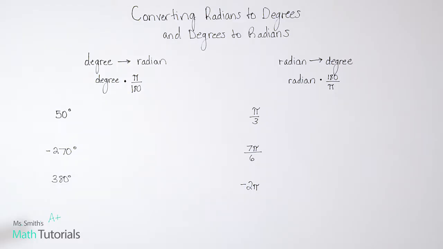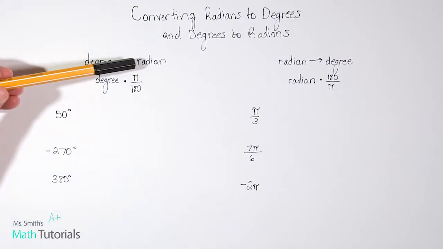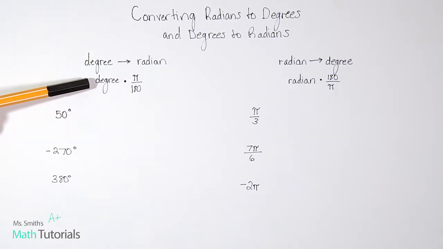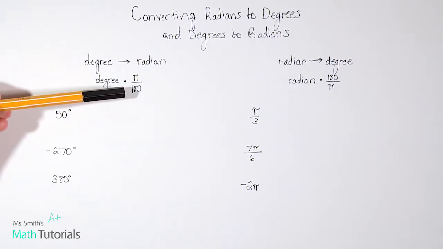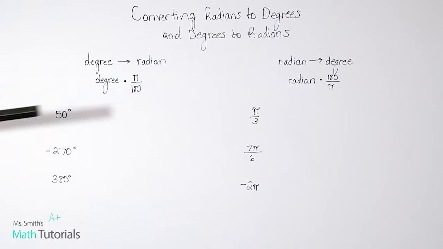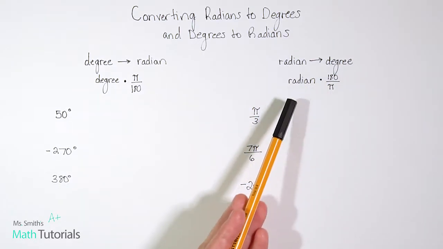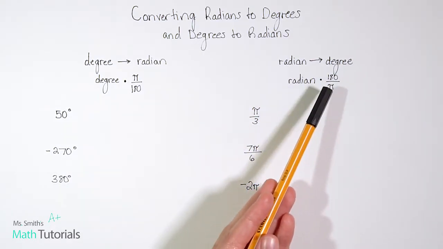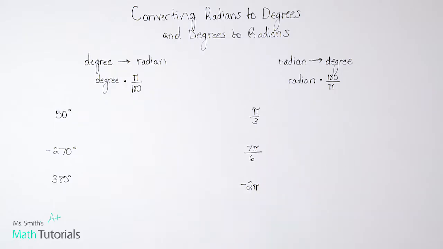To move from a degree to a radian, you just take the degree, you multiply by pi over 180, and then your result is your radian. And then to move from radian to degree, you just take your radian and you multiply by 180 over pi, and your result is your degree.